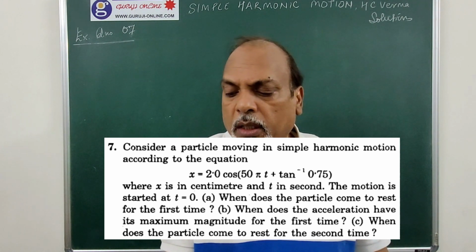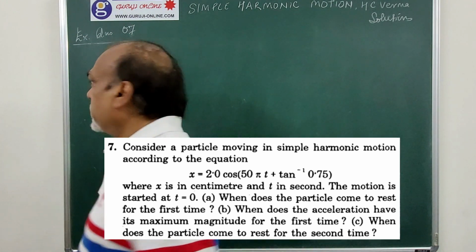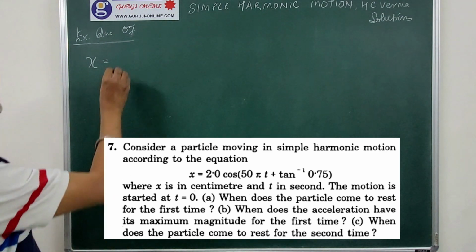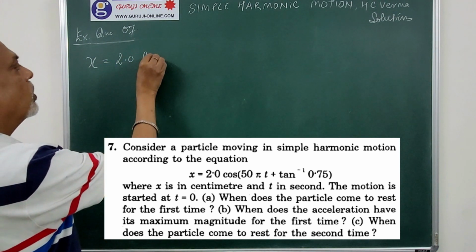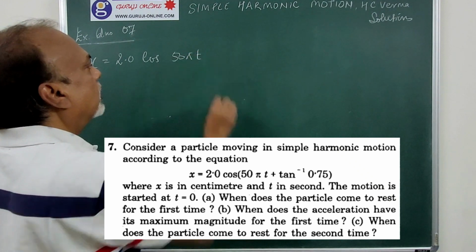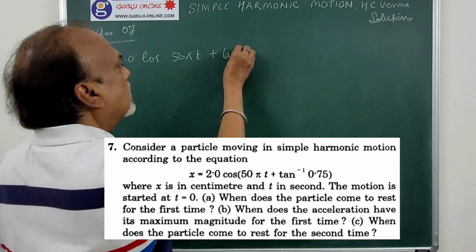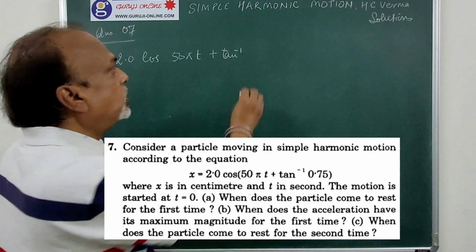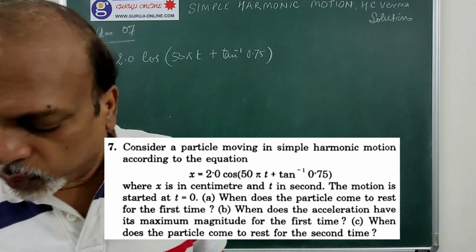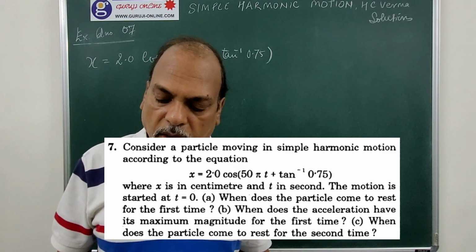Consider a particle moving in simple harmonic motion according to the equation. Let us write the equation first. x is equal to 2 cos (50 t plus tan inverse 0.75). This is your equation, where x is in centimeter and t is in second. The motion is started at t is equal to 0.